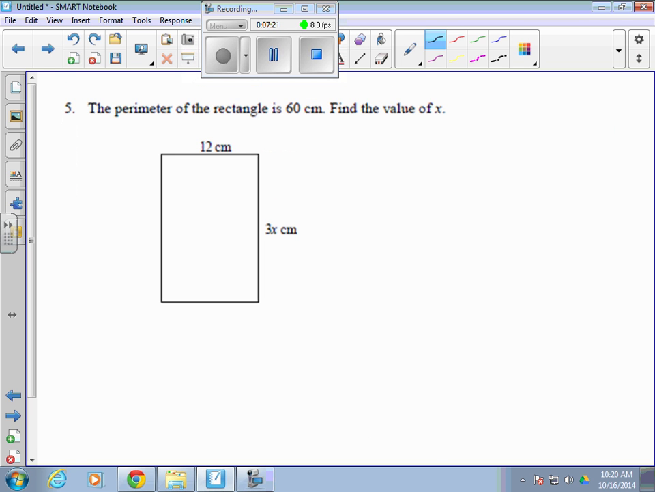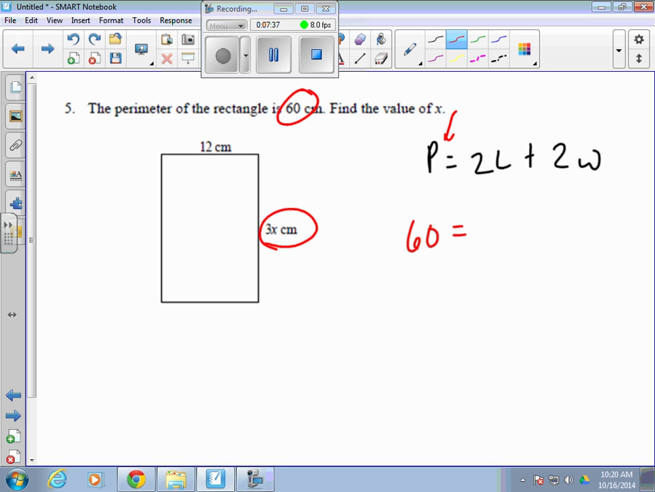Number 17 says the perimeter of a rectangle is 60 centimeters. This one looks familiar. Find the value of x. Perimeter is 2L plus 2W. Perimeter is 60. So 60 centimeters equals 2 length. Again, it doesn't matter which one you call length. 2 times 3x plus 2 times width. Call the other one width. 2 times 12. Simplify it.